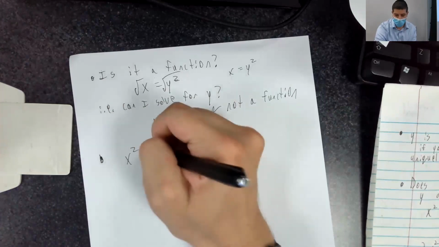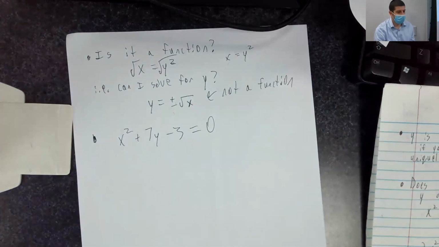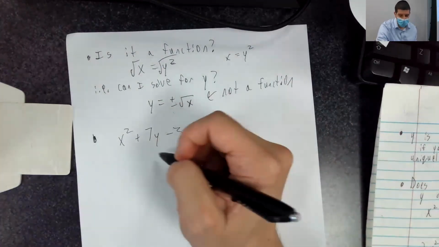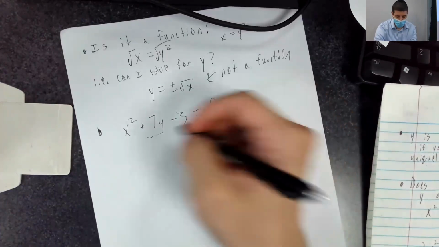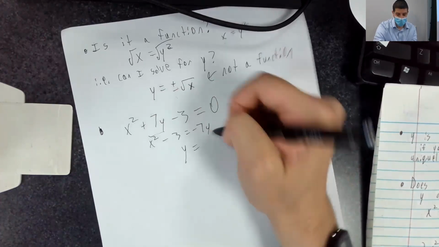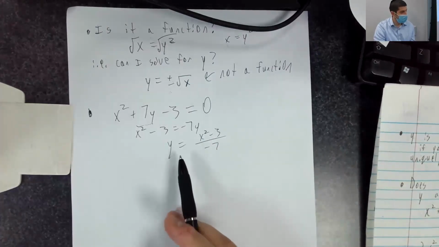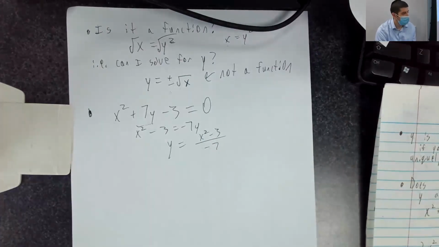What about this? x squared plus 7y minus 3 equals 0. Can I solve for y? y by itself without multiple values. Yeah, what do I do? What algebra do I do to get y by itself? Go ahead. You would isolate your y, so you could subtract 7y on both sides. And then you would divide both by 7. Good. x squared minus 3 divided by negative 7. Right, I isolated y, and I'm only getting one answer. So it is a function.